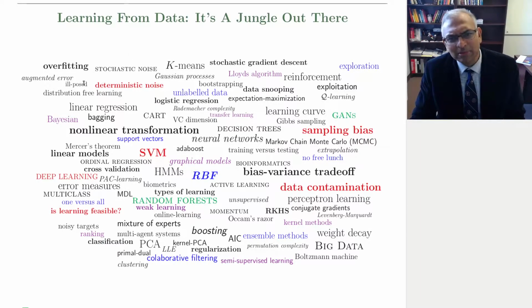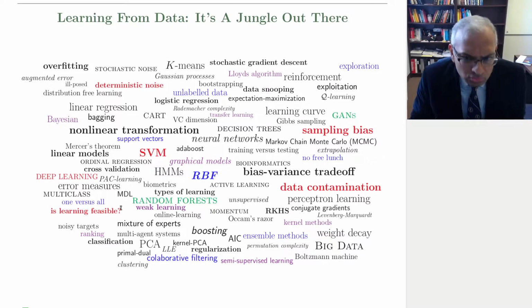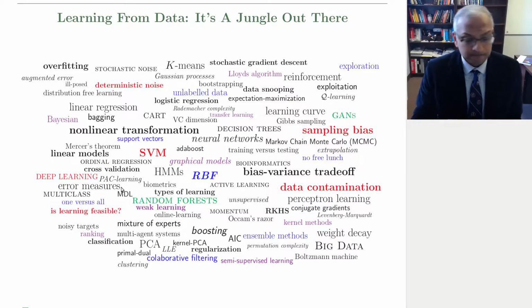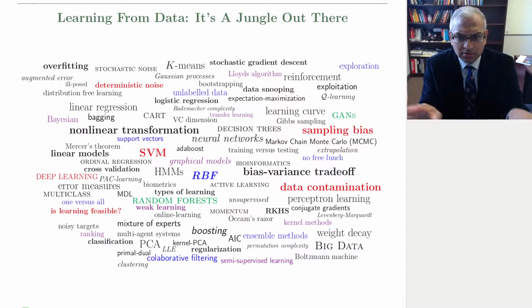I mean, clustering. I mean, look at this. It's just a complete jungle, a complete zoo of buzzwords. Okay. So I thought it's going to be useful to sort of separate this out into three basic categories.